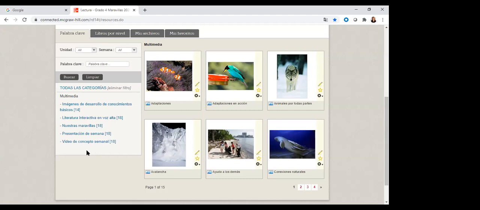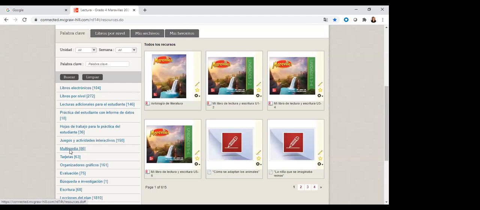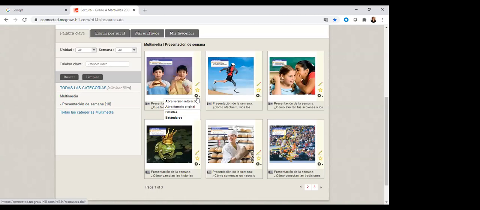Aquí, what else is in the multimedia? La presentación de la semana. También, esa no se puede asignar a los estudiantes, pero you could get to it fairly quickly from here if that's what you choose to do.